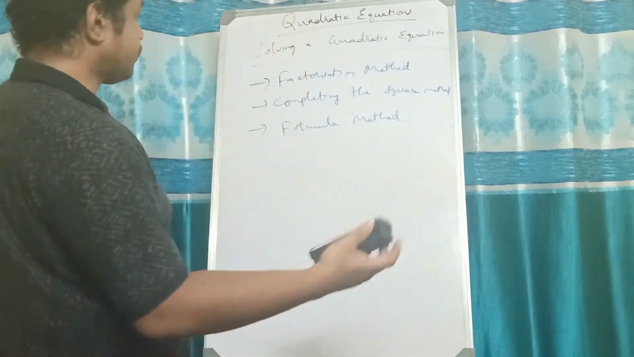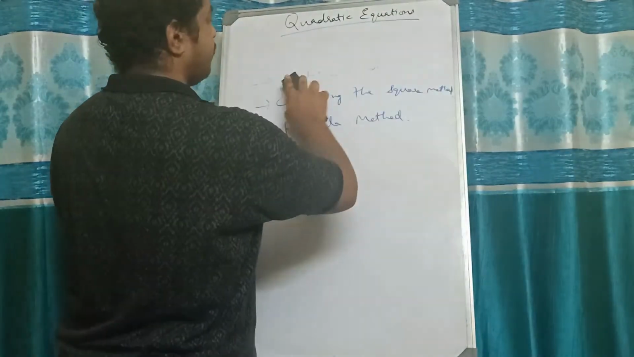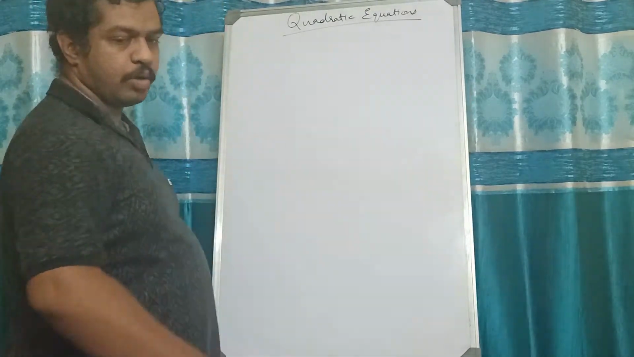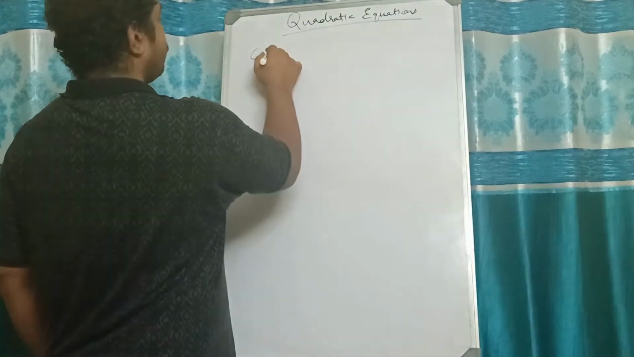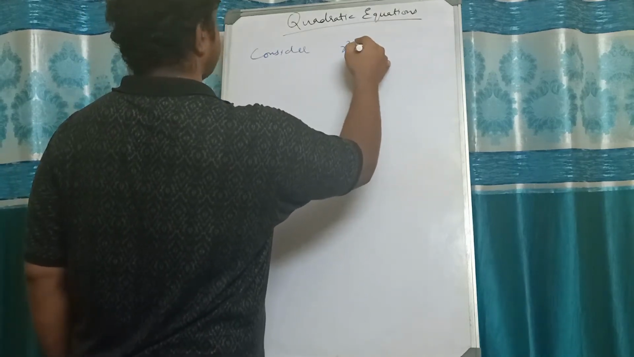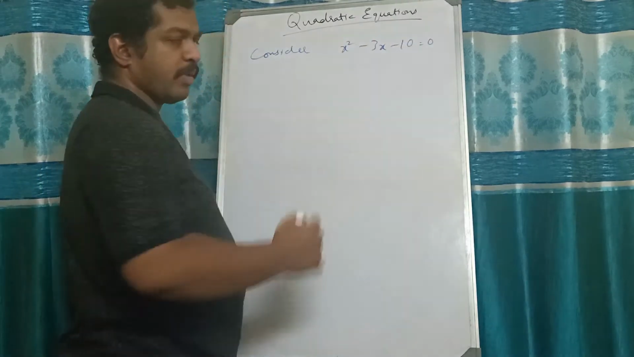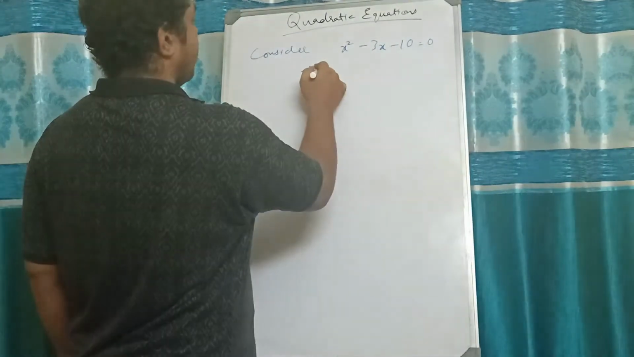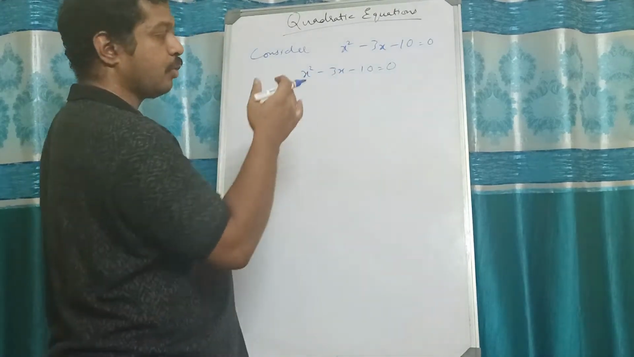Let me take a problem for each and show you how to solve them. Among them, the first one is the factorization method. Let me show you how to solve a quadratic equation using the factorization method. Consider an equation something like x squared minus 3x minus 10 equal to 0. Write the equation, and then we need to use the factorization method here to solve it.